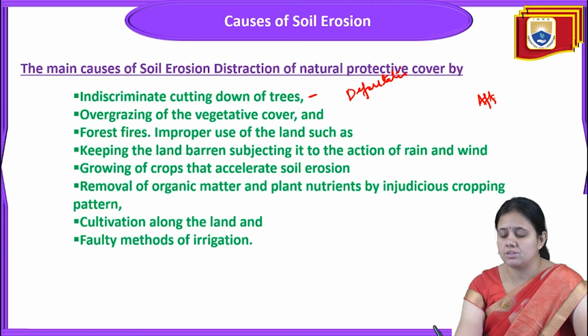So afforestation should be done to stop soil erosion.